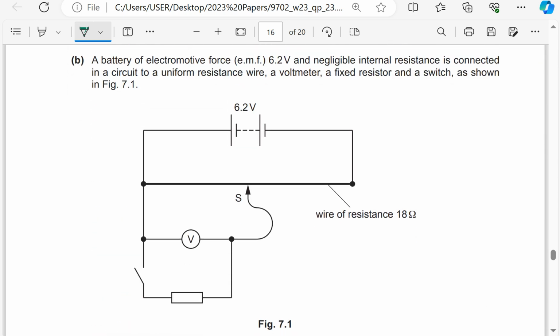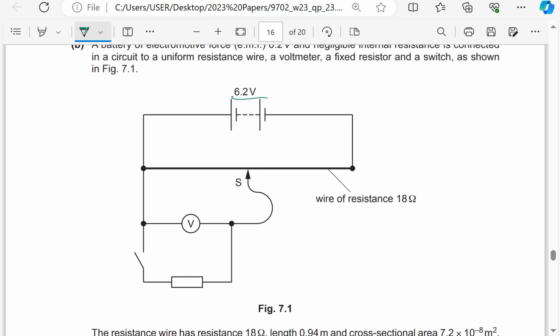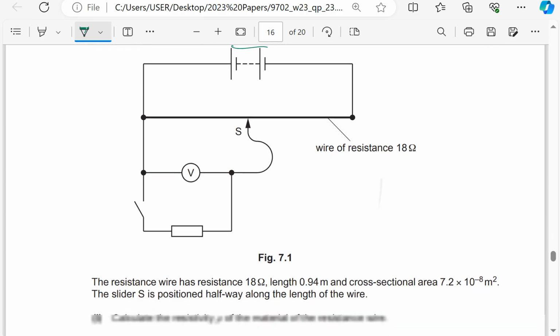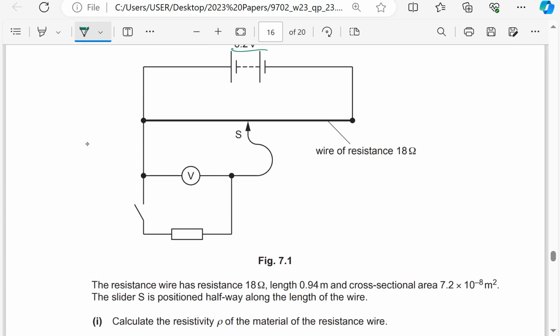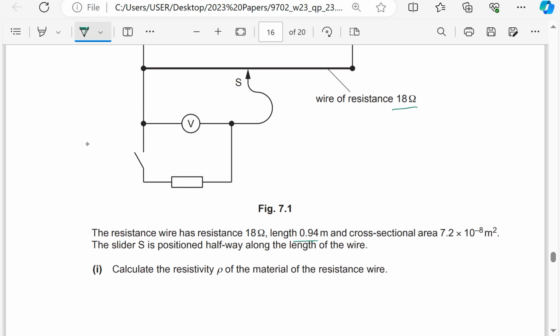Okay, we have a battery of EMF 6.5 and negligible internal resistance, connected in a circuit to a uniform resistance wire, voltmeter, a fixed resistor, and a switch as shown. The wire has a resistance of 18 ohms. The length of the wire is 0.94 meters. The cross-sectional area is 7.2.